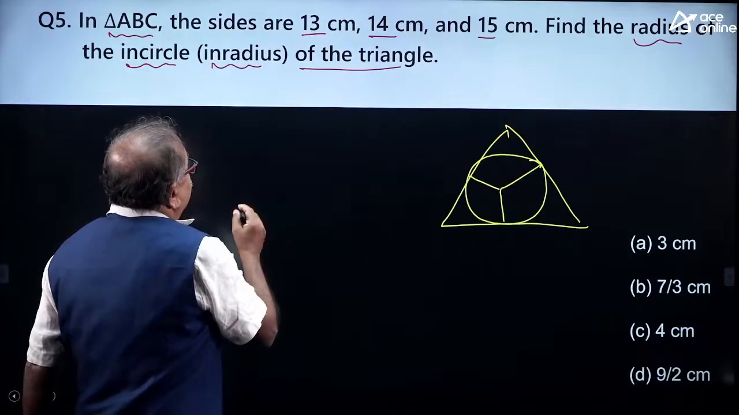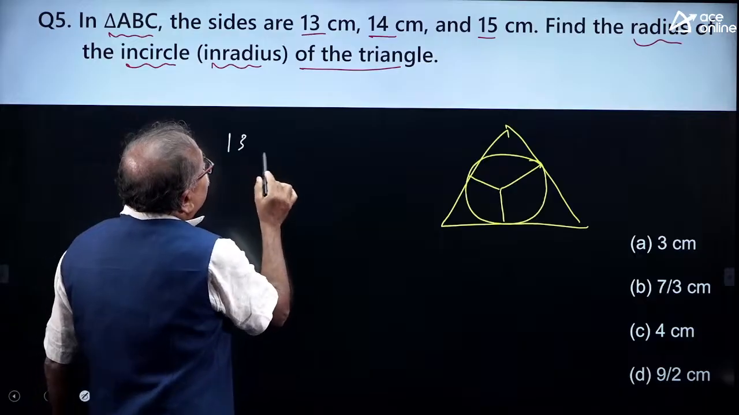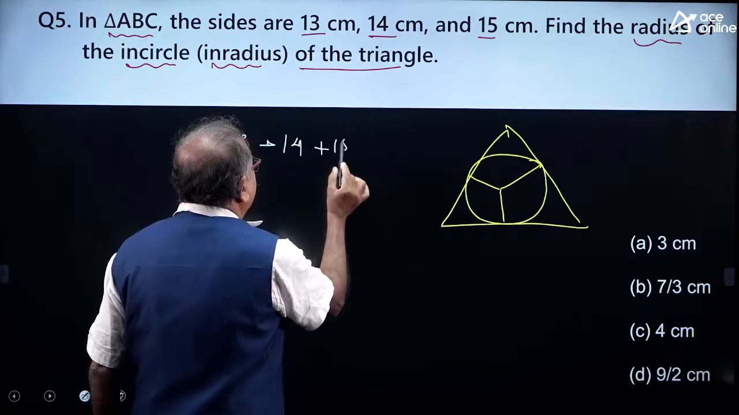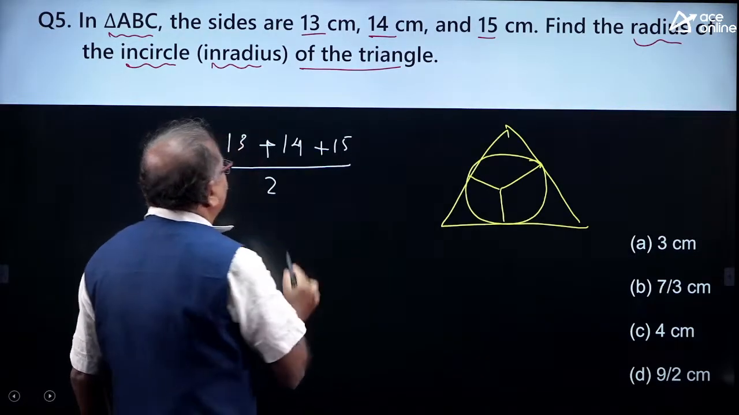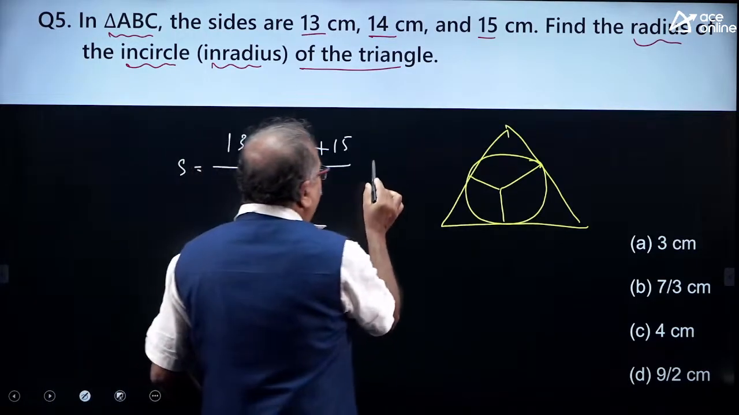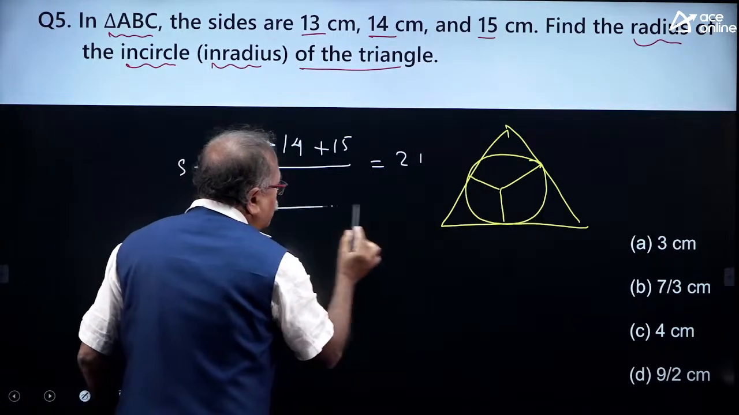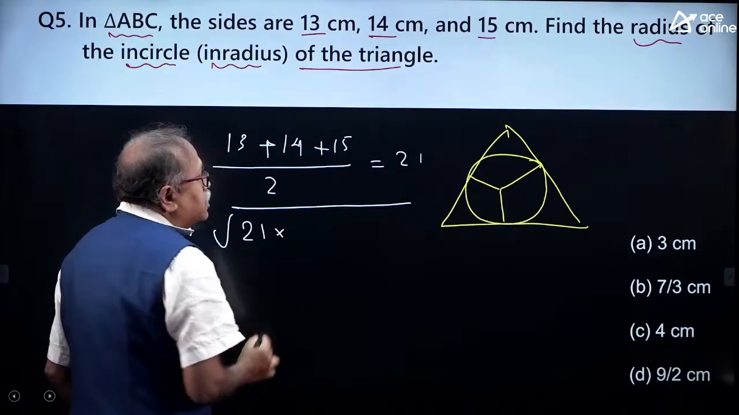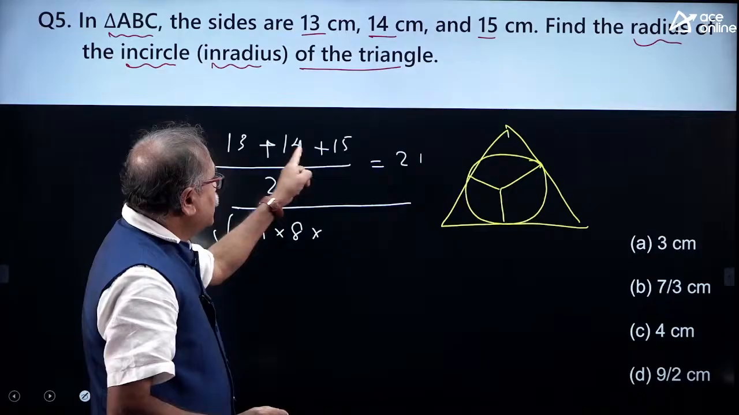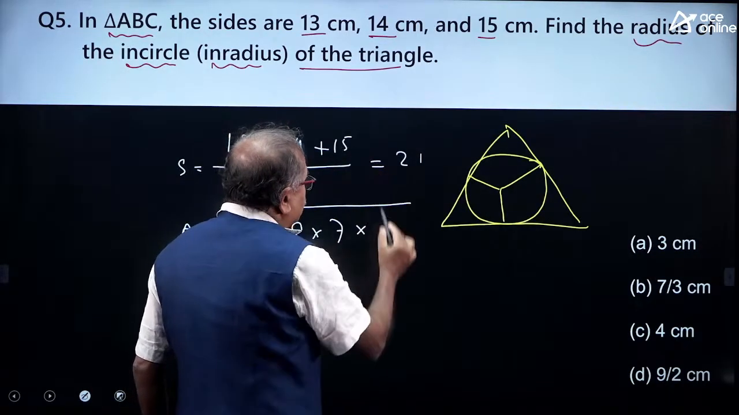Okay, that's good. So what is S, the semi perimeter? That is 13 plus 14 plus 15, divided by 2. So what I notice over here is 42 divided by 2, 21. So my S is 21. So what is the area? Square root of 21 into 21 minus 13, that comes 8, into 21 minus 14, that comes 7, and into this comes 6.